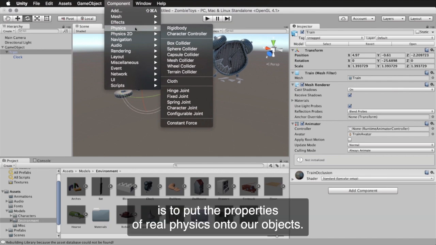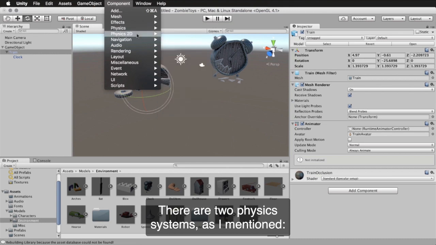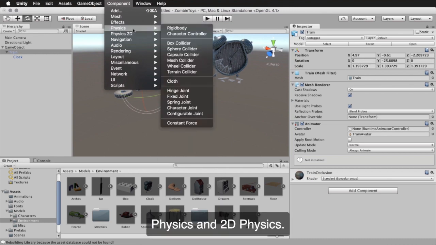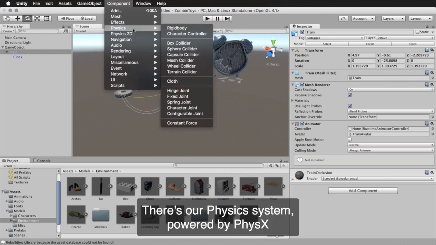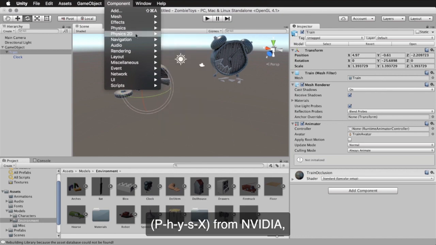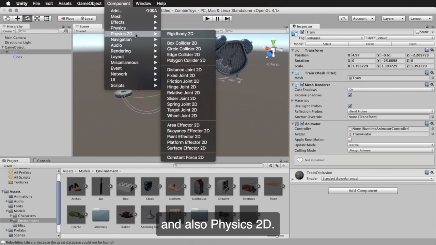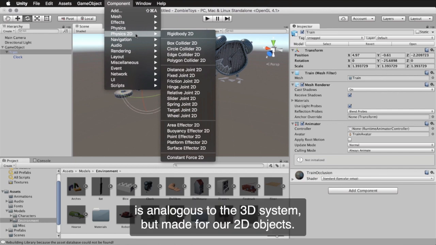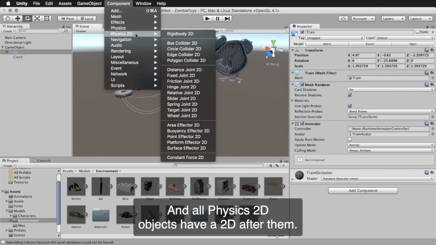There's two physics systems, as I mentioned, Physics and Physics 2D. There's our 3D physics system, powered by PhysX, P-H-Y-S-X, from NVIDIA, and also Physics 2D. Our Physics 2D system is analogous to the 3D physics system, but made for our 2D objects, and all Physics 2D objects have a 2D after them.